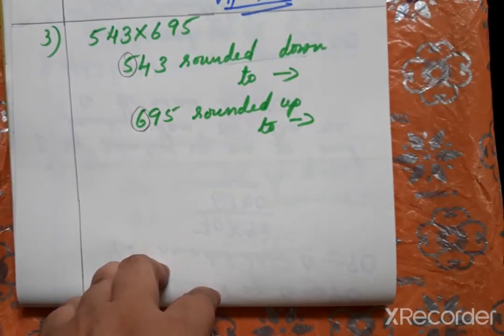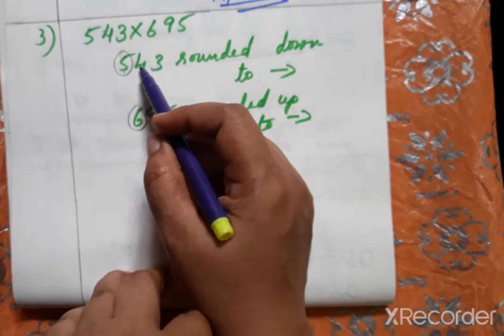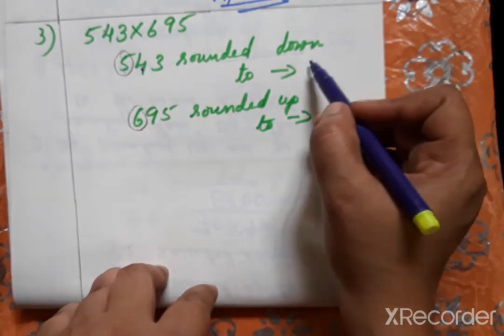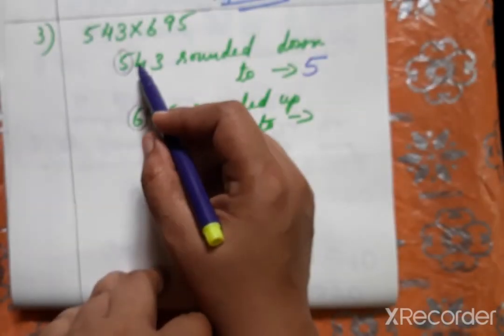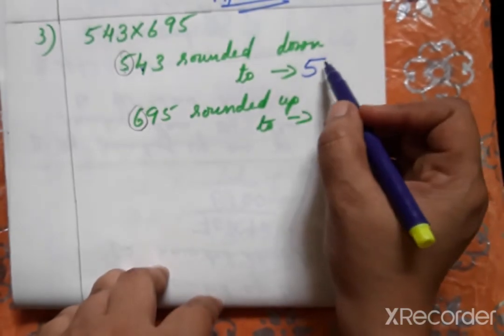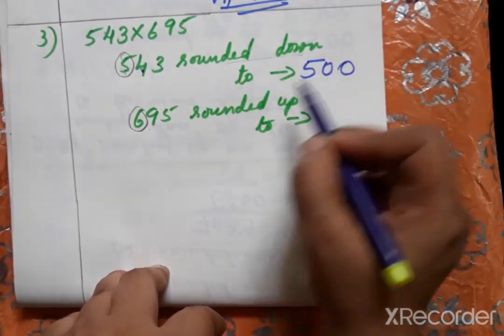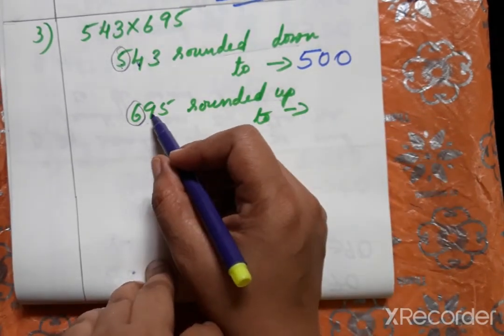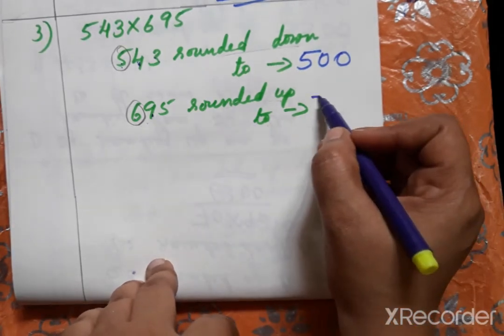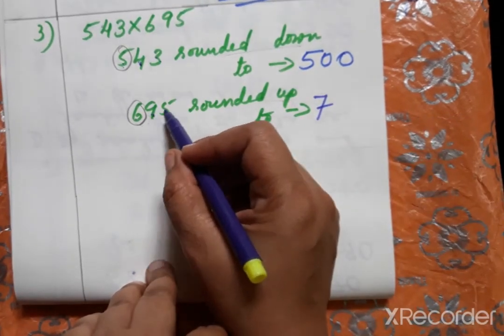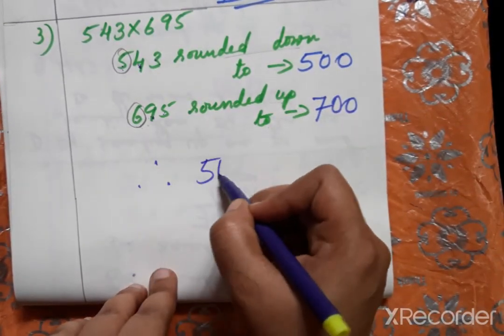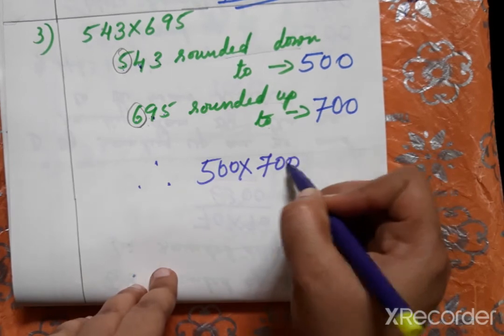Then now 543: knock next door and ask, do you have 5 rupees or less than 5? Less than 5 means this number remains same, no change, 5 as it is. And once the door is knocked, these people become poor: 4 is now 0 and 3 is now 0. And 695 we are rounding up. Knock next door and ask, do you have 5 rupees or greater than 5? 9 means a rich person, he can help. So 9 will help, 6 becomes 7. And once the door is knocked, these people become poor: 0, 0. Now the rounded numbers are 500 into 700.